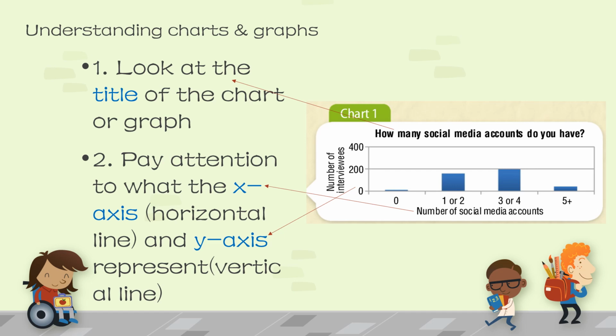So for example, if the question asks, how many people have 3 or 4 social media accounts? So first, we have to look at the x-axis because it means the number of social media accounts. So when we find the column 3 or 4, then we look at the y-axis because it means the number of interviewees. Then we can see that there are 200 people who have 3 or 4 social media accounts.